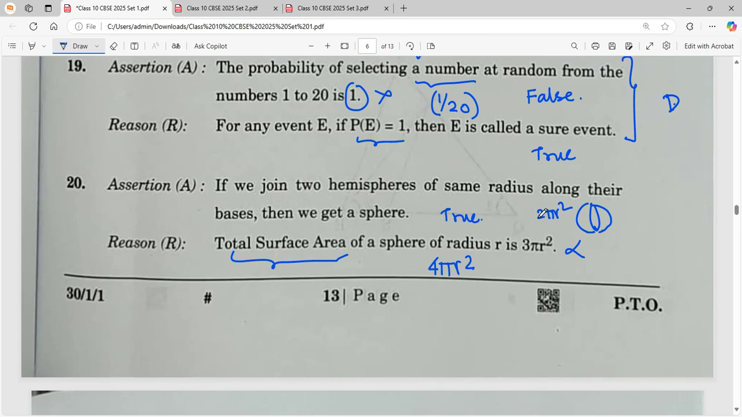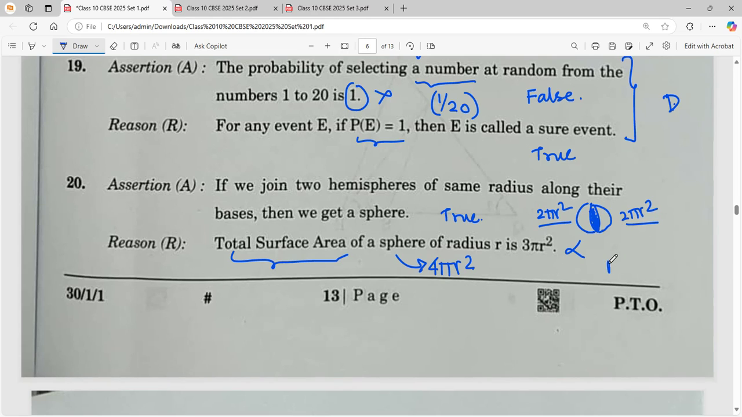You have 2 pi r square from the other hemisphere, and the circular portion which coincides in between gets hidden, which means that it is not visible when you attach these two hemispheres. So the total surface area of the sphere becomes 2 pi r square plus 2 pi r square, which is 4 pi r square and not 3 pi r square.